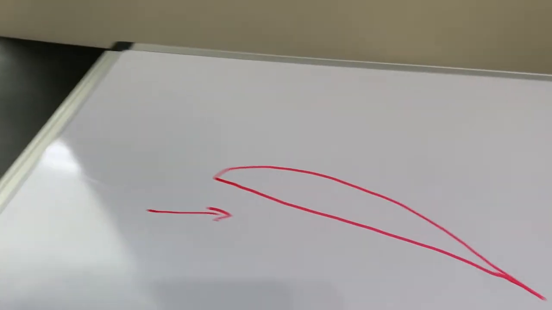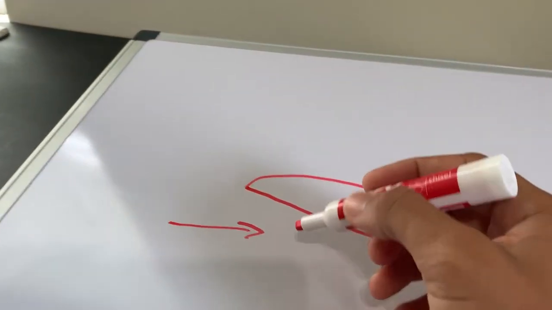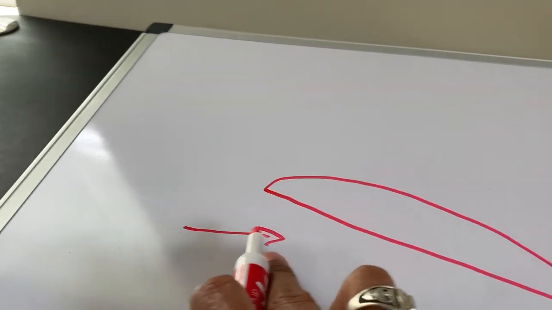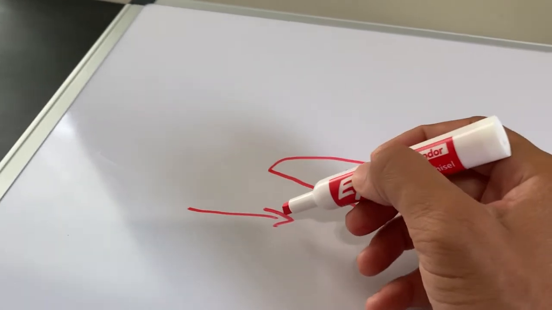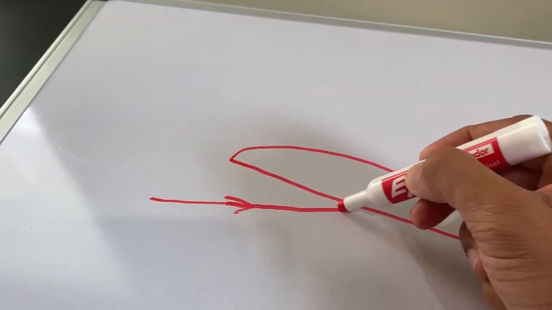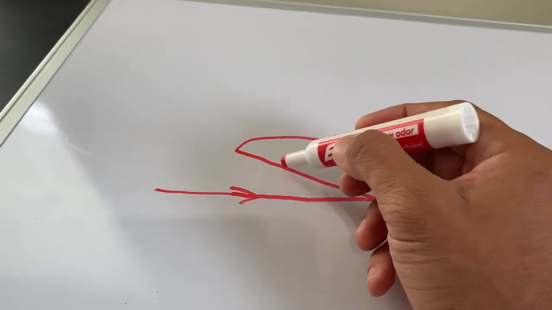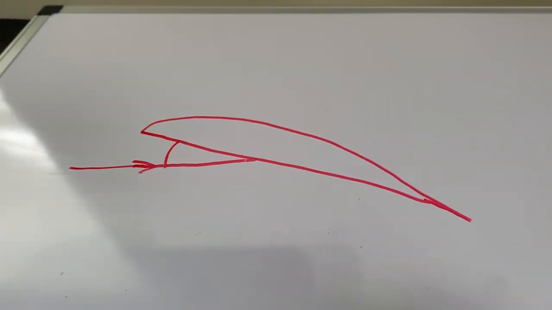All it is, is the relationship between the chord line and the oncoming air. So, like I said, it doesn't matter if you're climbing or descending. If the airflow is hitting that chord line at this angle, then this is your angle of attack.